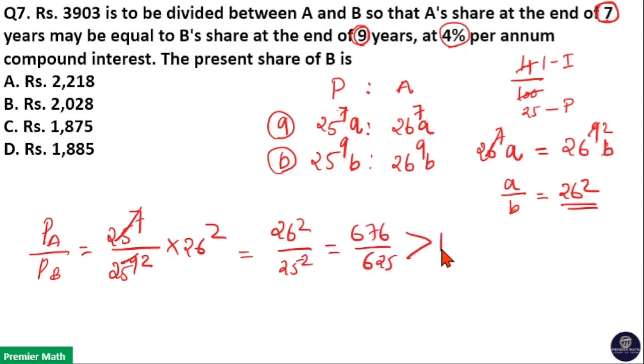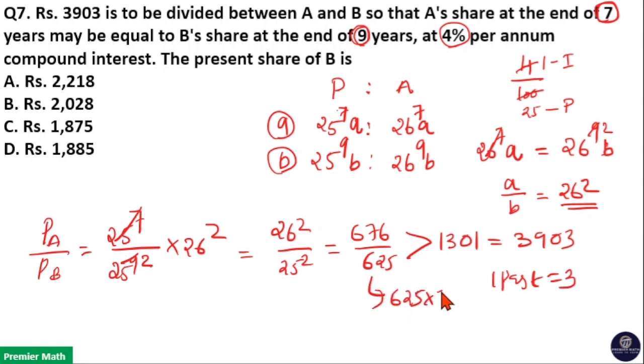Now this is equal to 3903. So one part is equal to 3. That means 625 parts is equal to 625 into 3, which is equal to 1875. So option C is your answer.